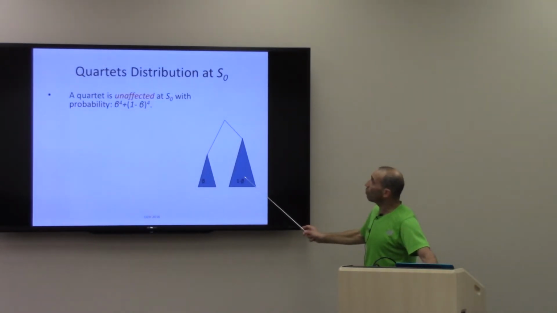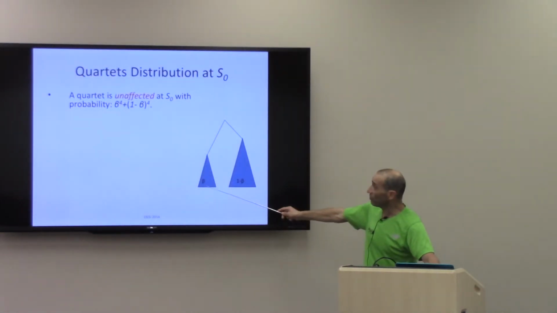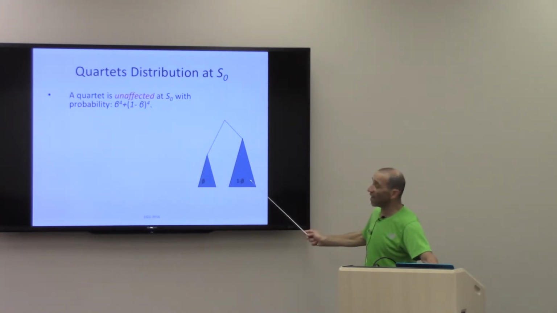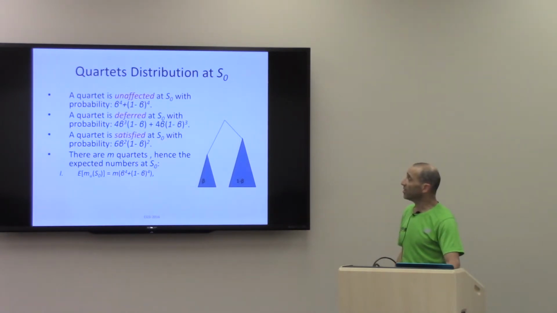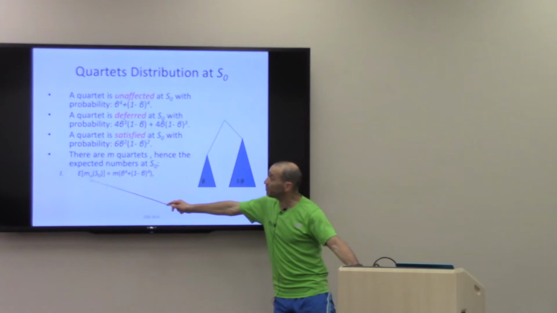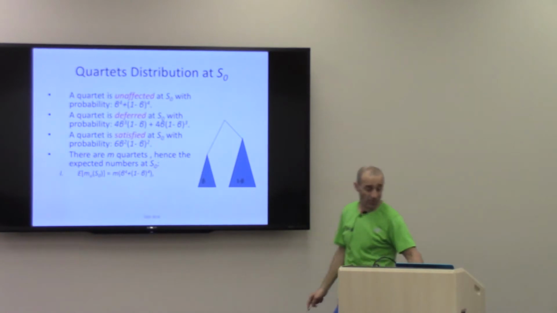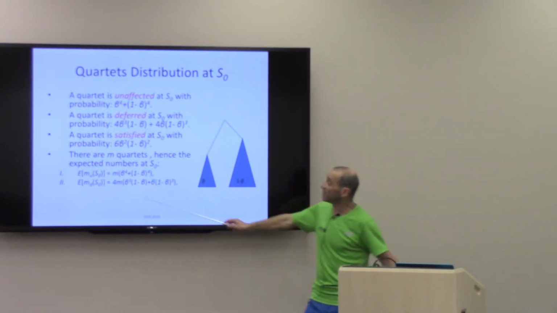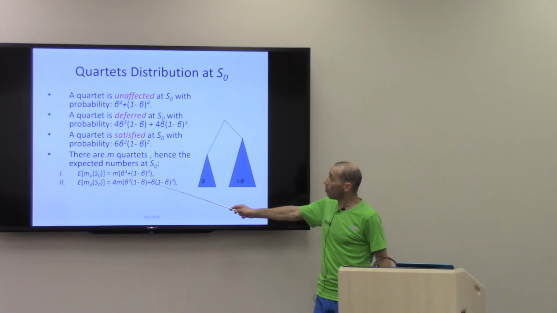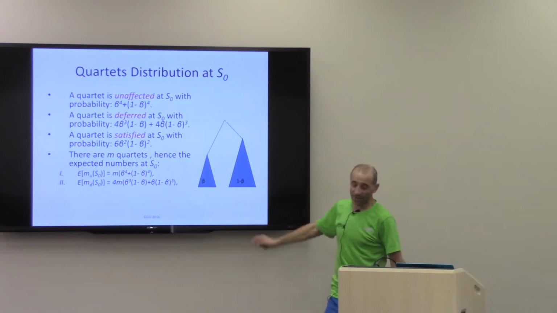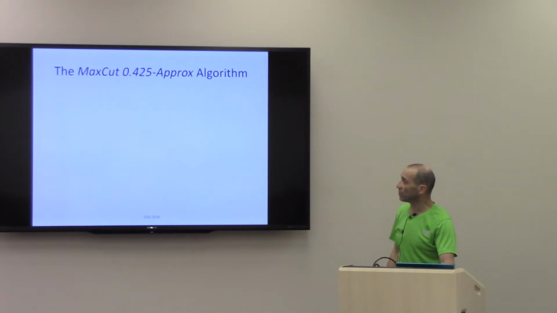Beta to the 4 plus 1 minus beta to the 4 is the unaffected. You see that? All of the guys fall here, or all of the guys fall here. So this is the probability of that. And if we continue, we have the expected number of unaffected quartets, the expected number of deferred quartets, beta to the third times 1 minus beta, or beta times 1 minus beta to the 3, not to the third. And so also for these guys.